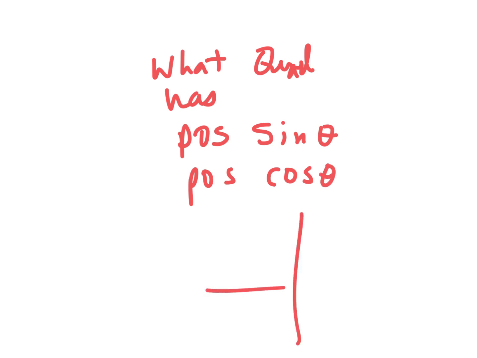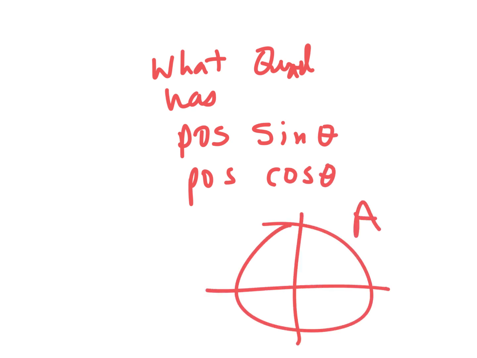So if I were you, I'd make this ASTC, and from now on, I take the extra 2 seconds it takes to put ASTC on. I'm telling you, I know where you're going, I know your next test, and I know it has tons of questions about the ASTC. All of them are positive, sine is positive, tangent's positive, cosine's positive. So you should be able to tell what quadrant I'm talking about. What quadrant has positive sine and positive cosine?